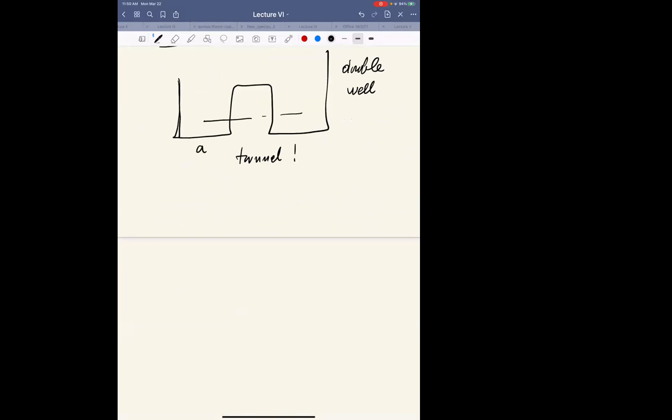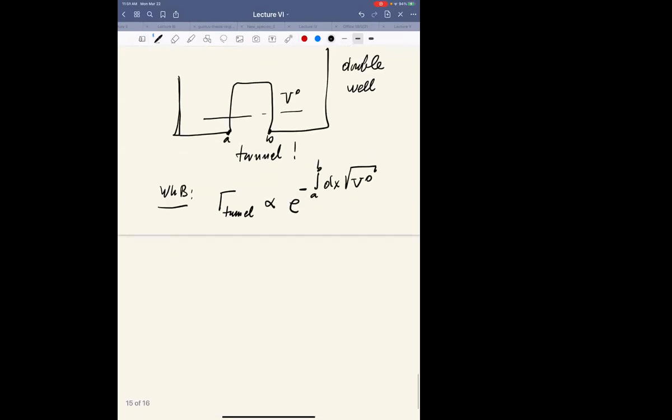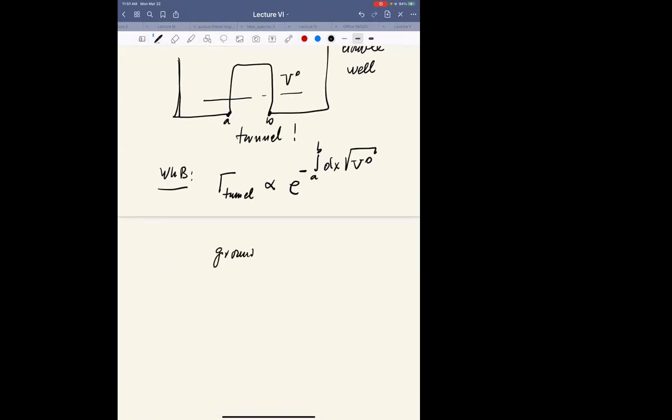Remember, if it's point A to point B that you have to go through, in the WKB approximation, just to remind you, the rate for tunneling is e to the minus integral from A to B, dx, and then the barrier. Call this V zero. If you have zero energy, it will be just V zero. So it depends how far you are, and it depends on the size of the barrier. If the barrier is finite, the tunneling probability is finite, and you just tunnel. The ground state here, the vacuum or ground state.